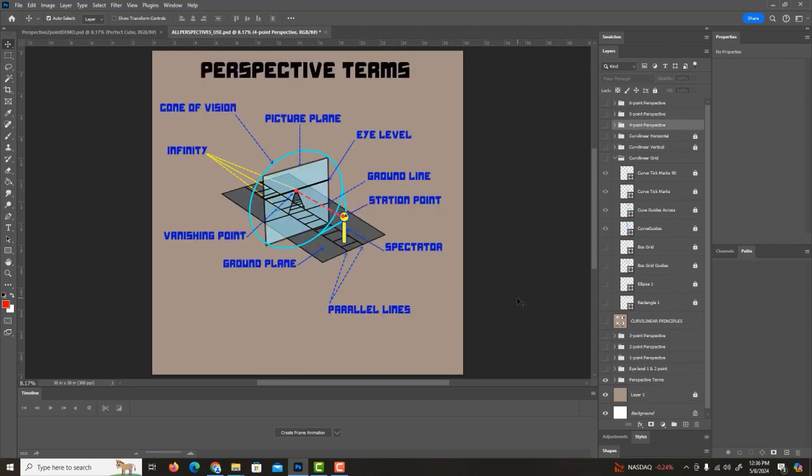So that is perspective. That's how you draw perspective. Those are the concepts of perspective and what you're looking at and what you're trying to recreate when you're drawing dimensional space on a flat plane.